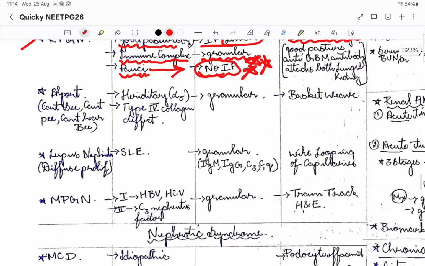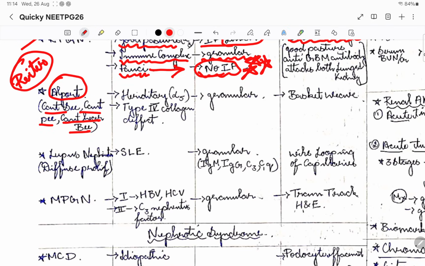Coming to Alport syndrome, this is one more type of can't see, can't pee, and can't hear a bee. Whereas you remember in orthopedics, where we discussed Reiter syndrome, it was can't see, can't pee, can't move my knee. It is in Alport syndrome that it is can't see, can't pee, and can't hear a bee.